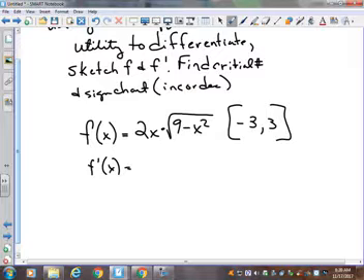Now, what is your utility giving you? 2 square roots of 9 minus x squared. Uh-huh. Minus 2x squared over the square root of 9 minus x squared.